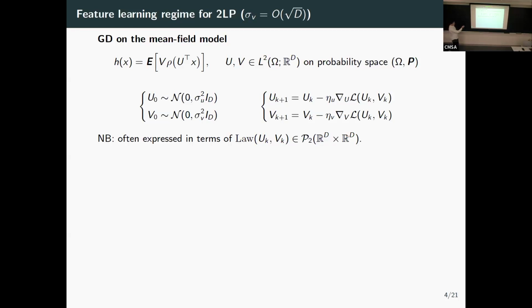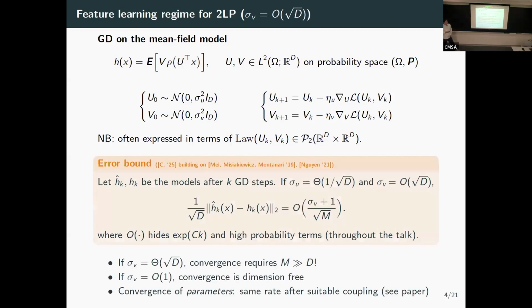And the question which we can ask is, how fast do we converge to this limit? In this case, this is the rate of convergence we can obtain, and this is tight. I mean, if you do numerical experiments, you would notice this rate. So here, h_k hat is the output of the finite neural network after k steps of gradient descent, and h_k will be the output of the limit model after k steps of gradient descent. Under this feature learning regime, which corresponds in particular to sigma v big O of square root d, this is the RMS, the typical distance error on the entries of the output. It's of order sigma v plus 1 over square root m.